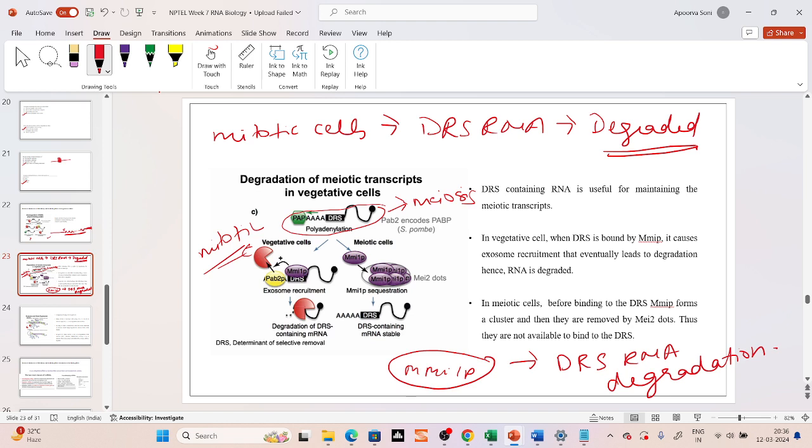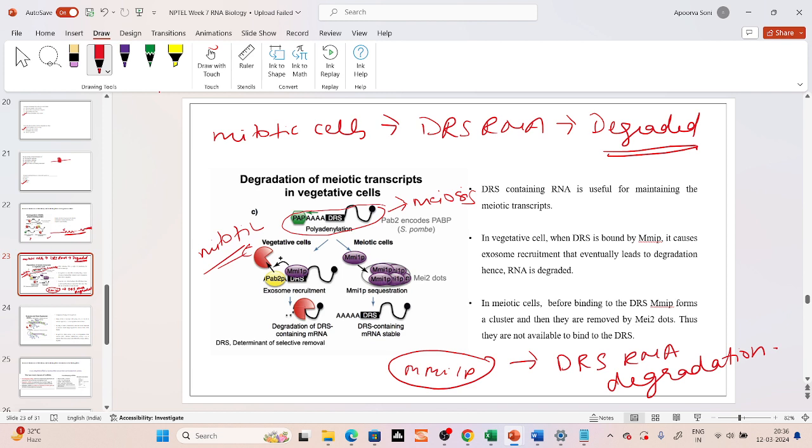So how is this degraded? This meiosis-containing transcript has one region which is known as the DRS region, and in this DRS region one protein, the name of the protein is Mmi1p, comes and binds. When this Mmi1p protein binds to the DRS region, it recruits exosomes, and exosomes degrade this RNA.